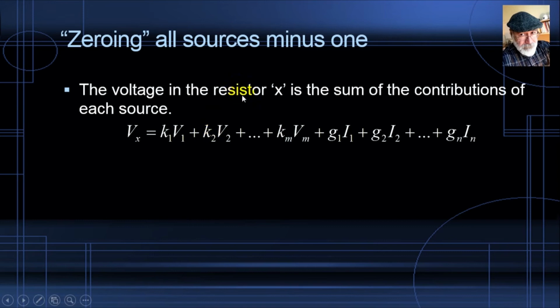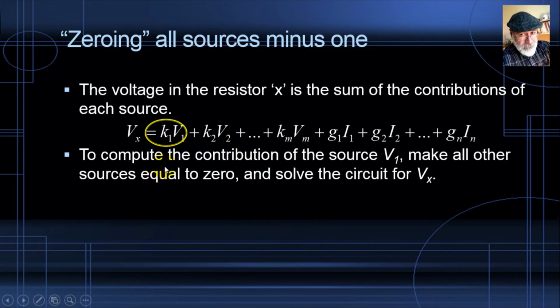The voltage in the famous resistor X is the sum of the contributions of each one of the sources, V1, V2, and I1, I2, etc. That voltage Vx has all of those contributions from each one of those sources. To compute the contribution of the source V1, this term K1V1, we make all the other sources, V2, etc., and I1, equal to 0, and then we solve the circuit. And the voltage in the resistor, Vx, is going to be merely K1V1, the contribution of the source V1.